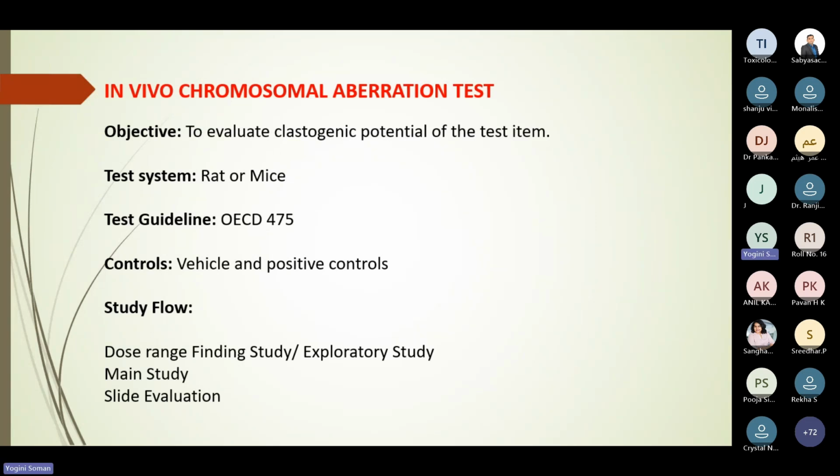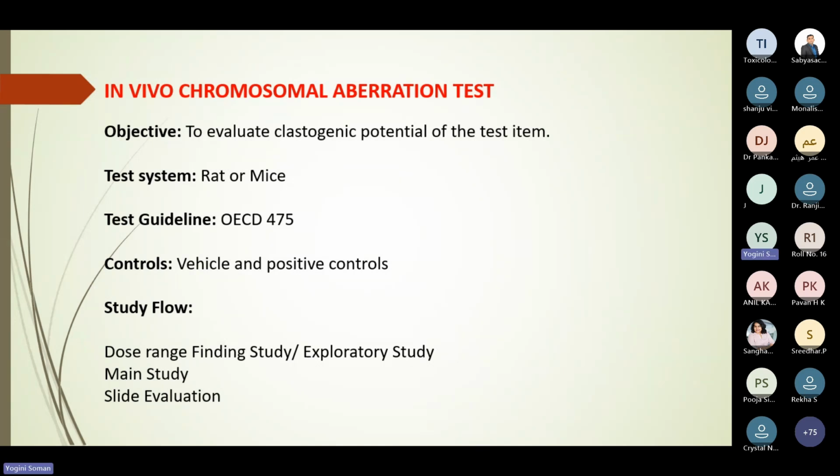So today I am going to cover the next part, that is the in vivo chromosomal aberration test. The objective of this test is again to evaluate the clastogenic potential of the test item, meaning structural chromosomal aberrations. For that purpose, you can use the test system rat or mice, and the test guideline is OECD 475. To conduct this assay, it is necessary to include concurrent vehicle as well as positive controls.